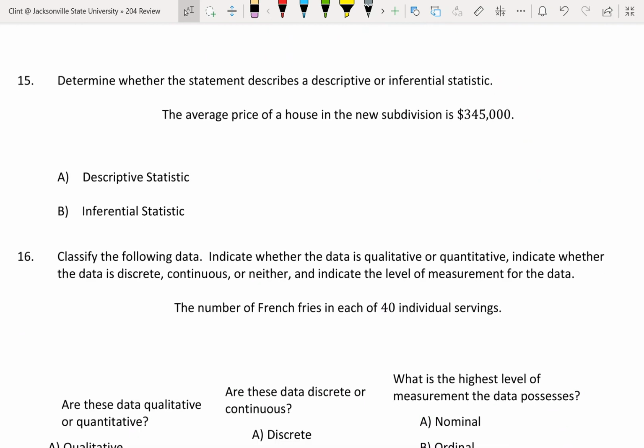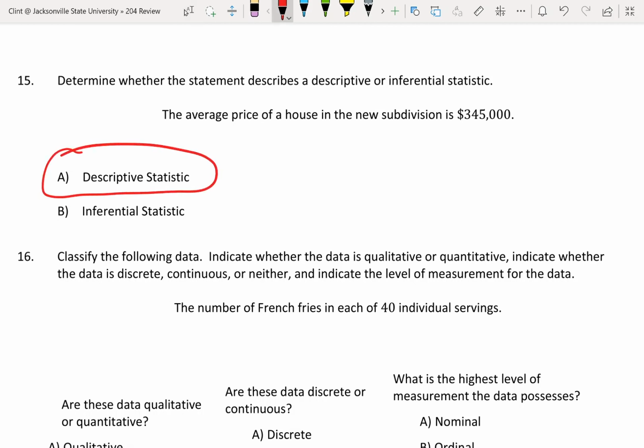15, got another vocabulary problem. It says decide if we're looking at a descriptive statistic or an inferential statistic. It says the average price of a house in the new subdivision is $345,000. Okay. All this is doing is describing the data. So this one is a descriptive statistic.